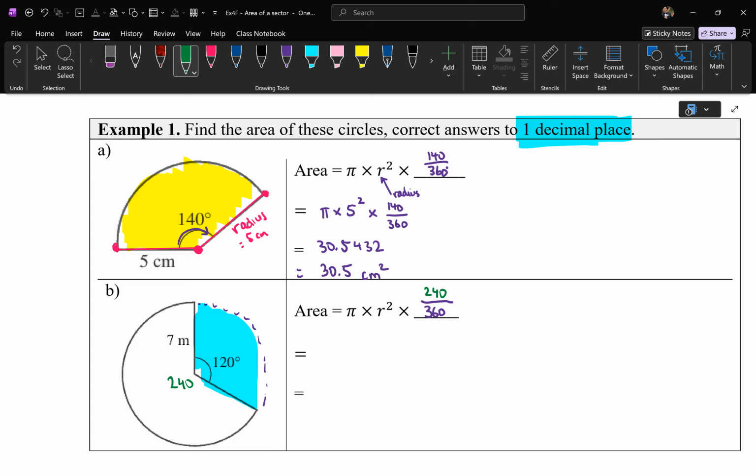What's my radius in this case? Can I please have Charlie? What's the radius for example 1b? 7 meters, very good. Again, center all the way to one part of the circle. This is your radius. This is also your radius as well. So type on your calculator: you're testing out pi times 7 squared times 240 over 360.